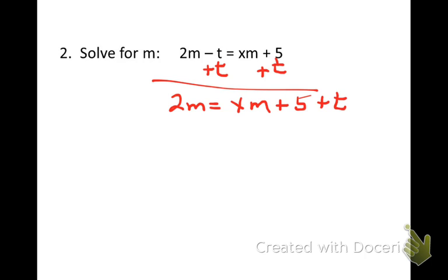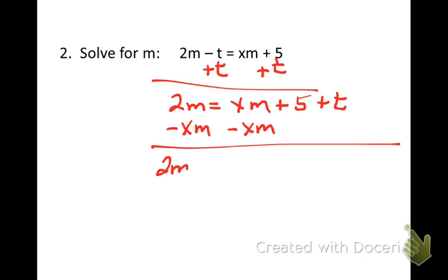So now again, I want to get my m's together, so I'm going to subtract xm from each side to get it over here with my 2m. Leaving me 2m minus xm equals 5 plus t.